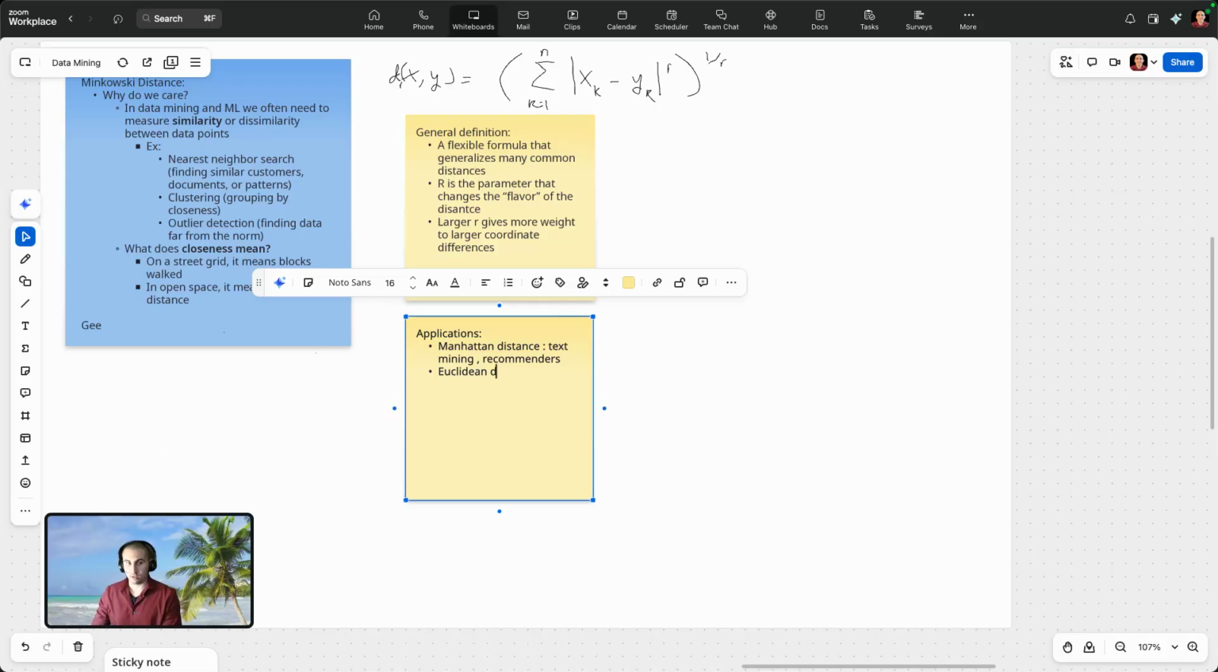So we have Euclidean distance for geometry, clustering, and nearest neighbors. And Chebyshev distance, I think that's how you say that, for games like chess. So these are just some applications of it. And Minkowski for general ML algorithms.